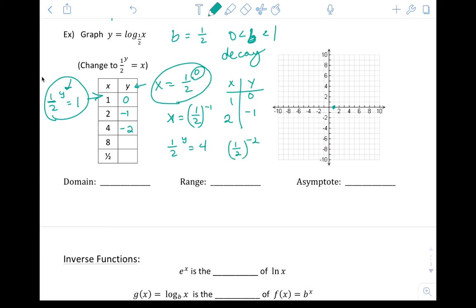1/2 to the -2nd equals 1 to the -2nd over 2 to the -2nd, that you would send across the line and change the sign, and have 2 squared over 1 squared, which is 4 over 1. Eight. Hopefully you're catching on. 1/2 to the what equals 8? -3.